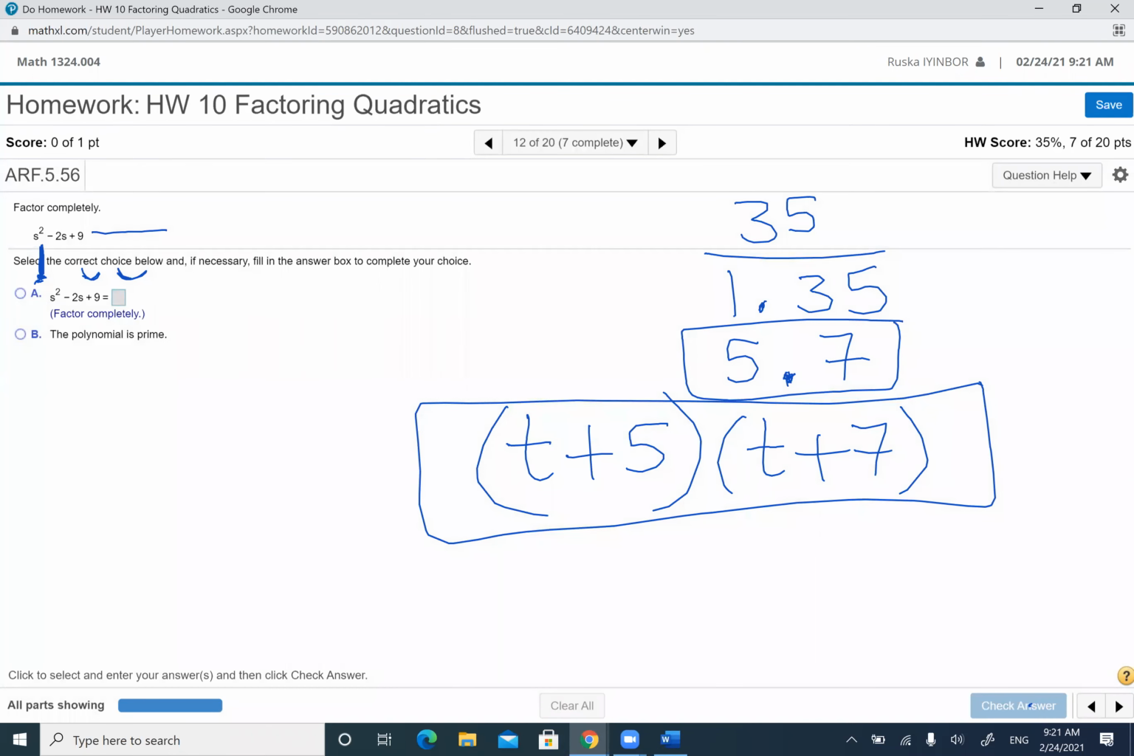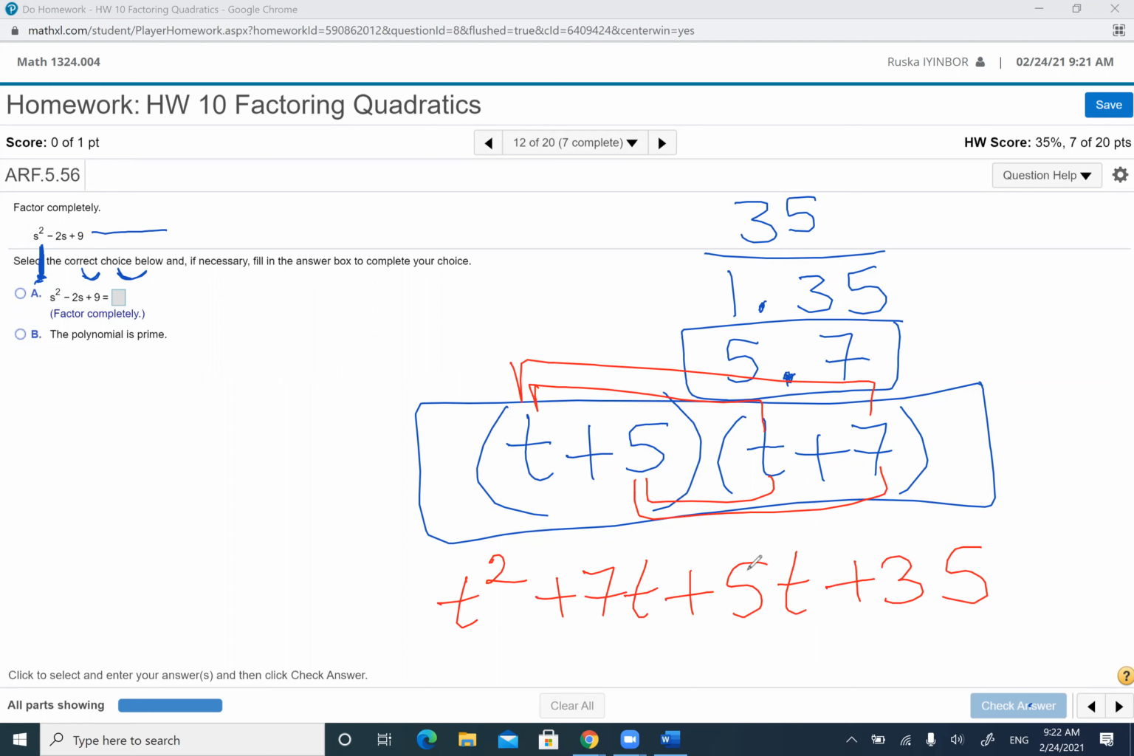If you FOIL this, if you multiply t plus 5, t plus 7, t times t is t squared, right? t times 7 is 7t. And then 5 times t is 5t. And this term is 35. So when you FOIL, you're going to combine those two, it's 12t. And that's exactly what you're going to get: t squared plus 12t plus 35. And that was the original problem. So every time you factor, you can multiply and check your answer. Okay, everybody understand that? So let's do one more.